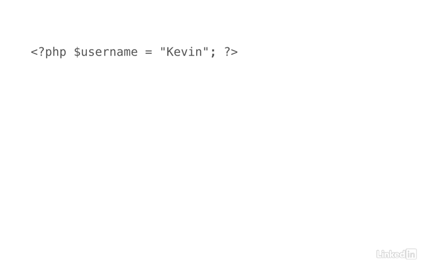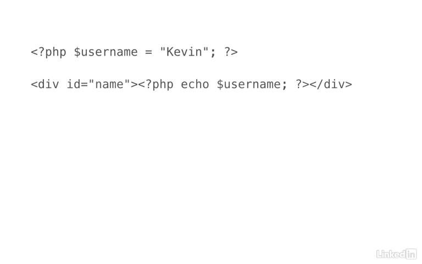Let's say that we have a value for someone's username. Maybe this is a value that we pull out of the database or from a cookie or somewhere, but we get this value for their username. And somewhere on our HTML page, we're going to output that value. It's a dynamic value.